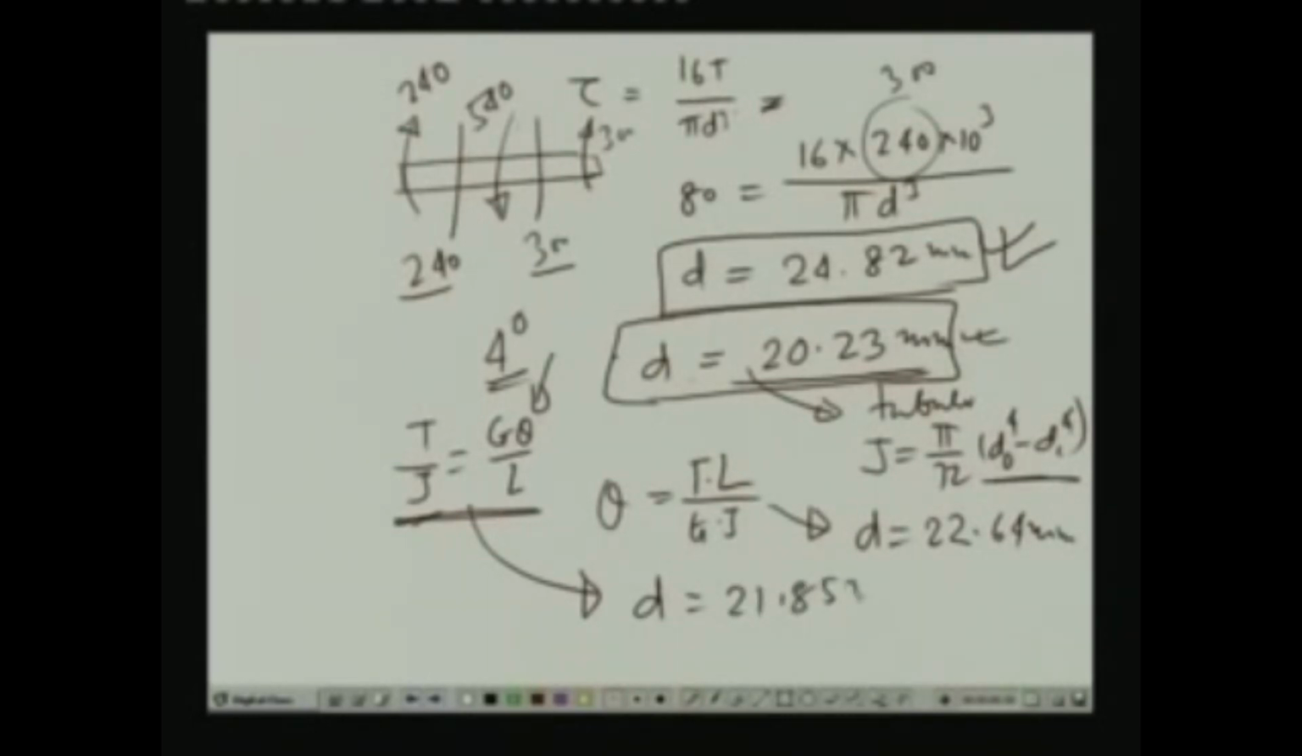21.85 millimeter. Now, in this particular case, as you can see, the diameter which we get here as 22.64 is again the governing one. So, in the first case we had 24.82 millimeters as the diameter to be provided, and in this case we will have to provide 22.64 millimeter to resist the twisting moment through the gears as it is shown.